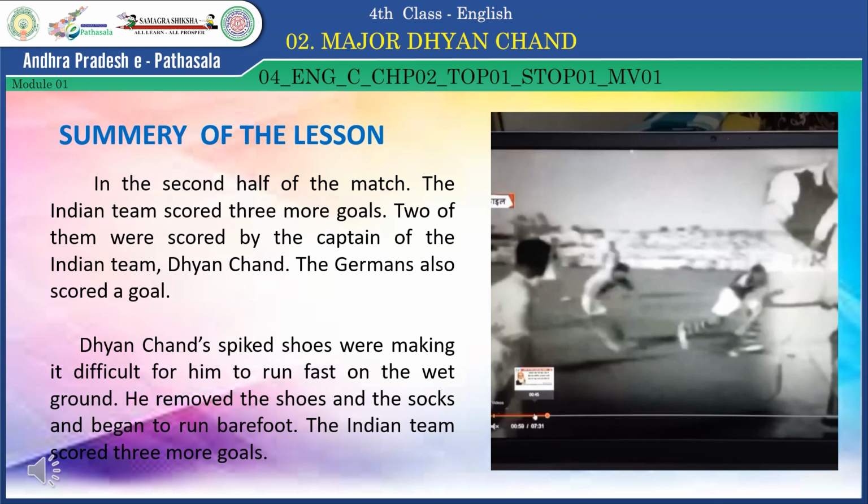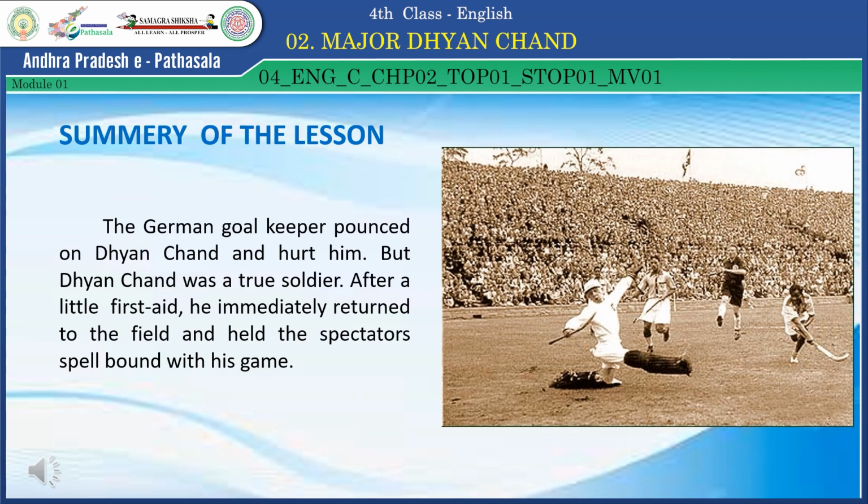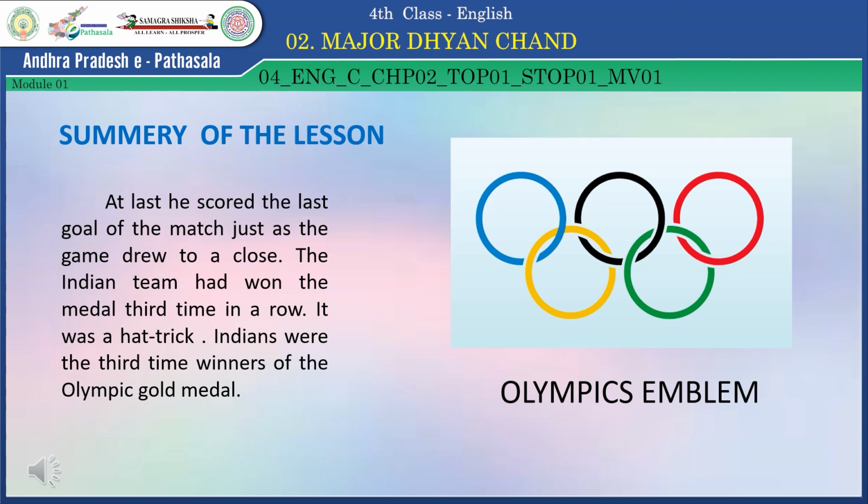The German goalie pounced on Dhyan and hurt him. But Dhyan was a true soldier. After a little first aid, he immediately returned to the field and held the spectators spellbound with his game. Next, he scored the last goal of the match. Just as the game drew to a close, the Indian team had won the medal 3rd time in a row. It was a hat-trick. Indians were the 3rd time winners of the Olympic gold medal.